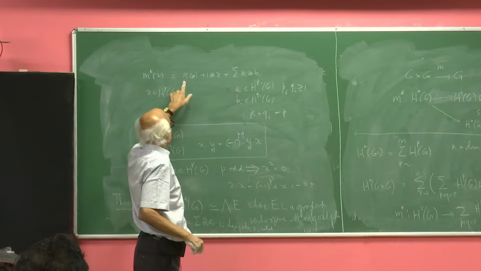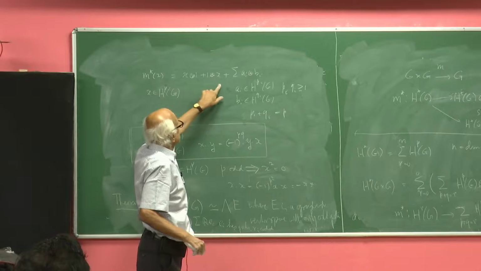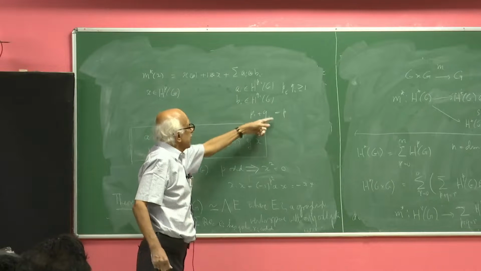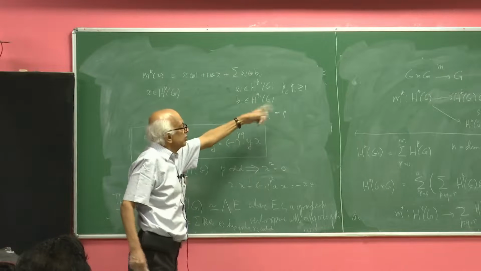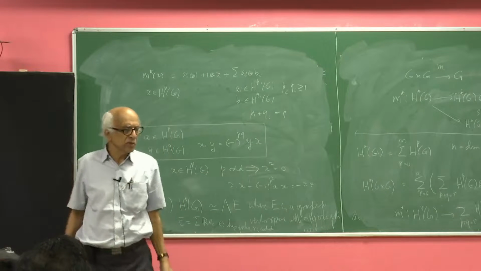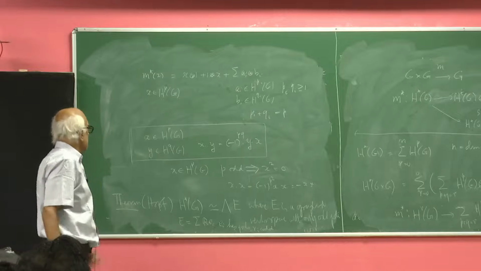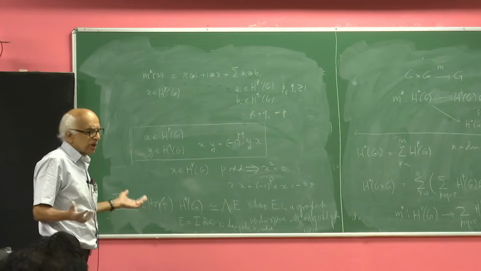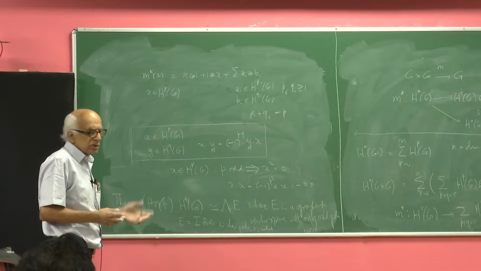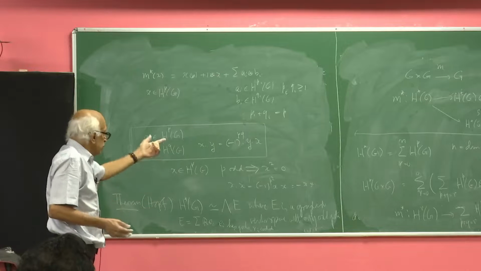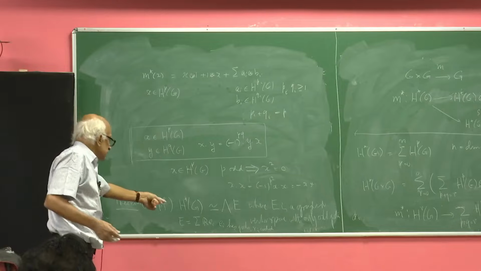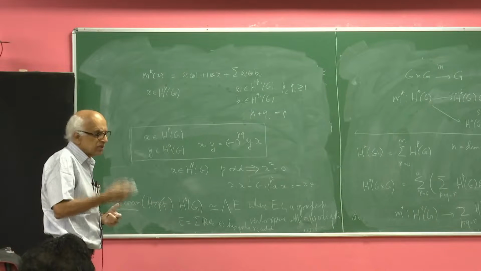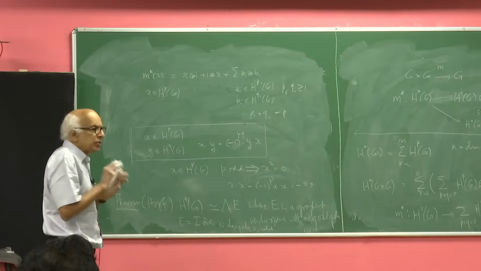If you take the pth graded component, you get x tensor 1 plus 1 tensor x plus terms of this kind, where pi plus qi add up to p, and pi and qi are both greater than or equal to 1. So such a thing is nowadays called a Hopf algebra. Hopf actually pointed out that the ring H star G has this structure, and since then it has been known as a Hopf algebra. And it is a purely algebraic theorem.